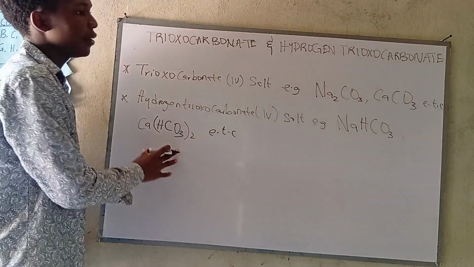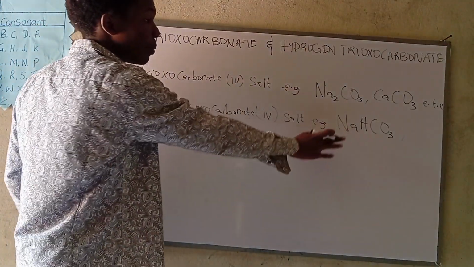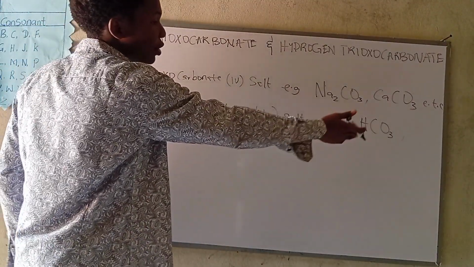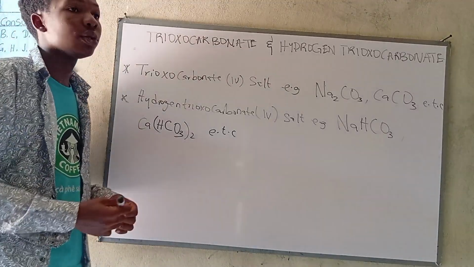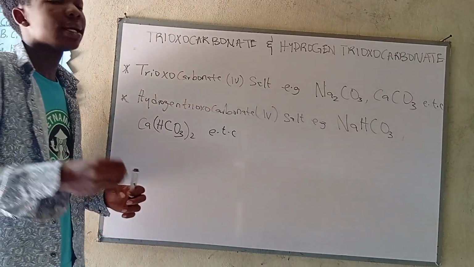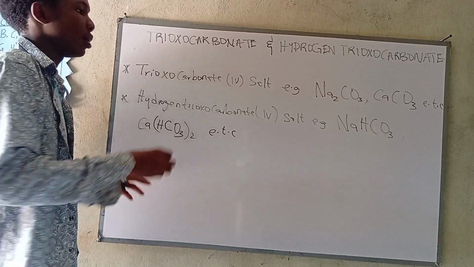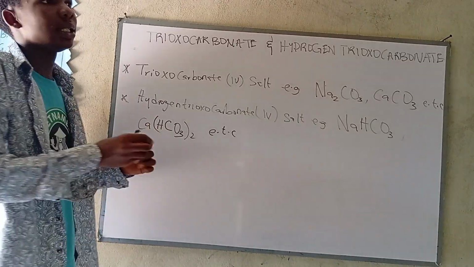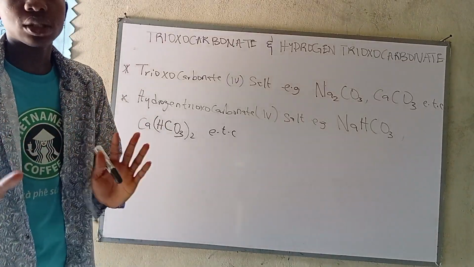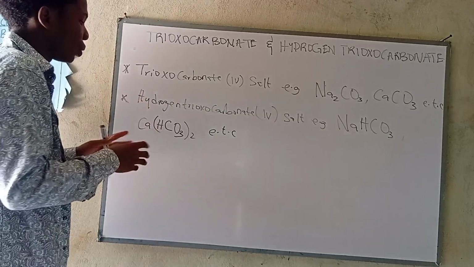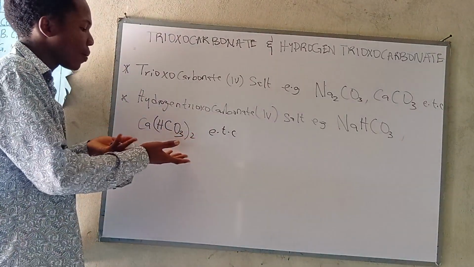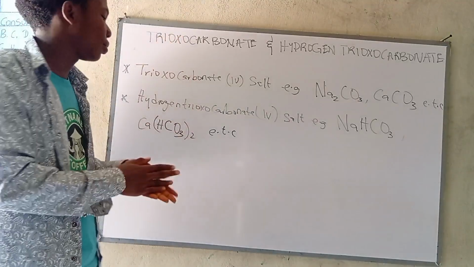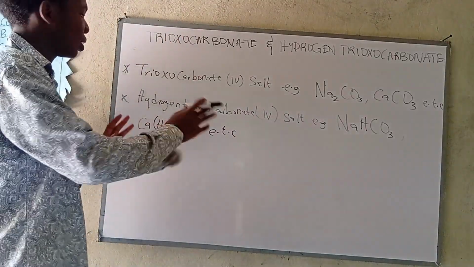Now, I believe this one is familiar already. We talked about baking powder, sodium hydrogen trioxocarbonate. Then this one is what I told you: when excess CO2 reacts with the white precipitate and water, the white precipitate will disappear and calcium hydrogen trioxocarbonate is formed. So these are the two compounds.